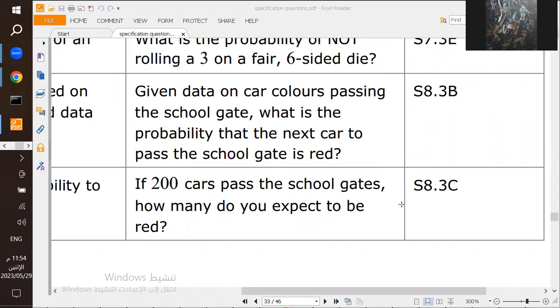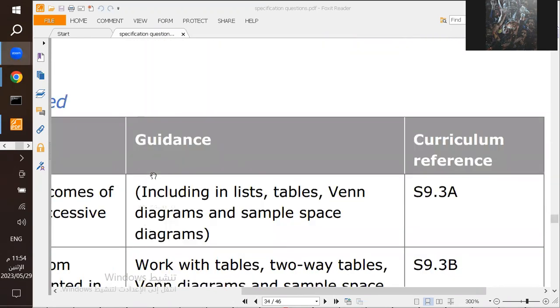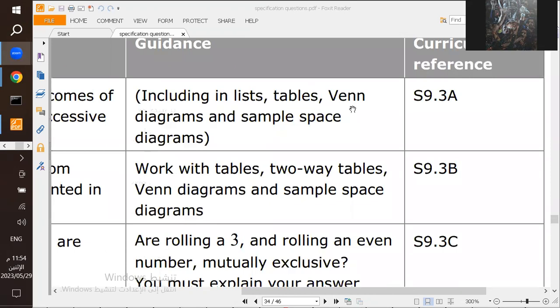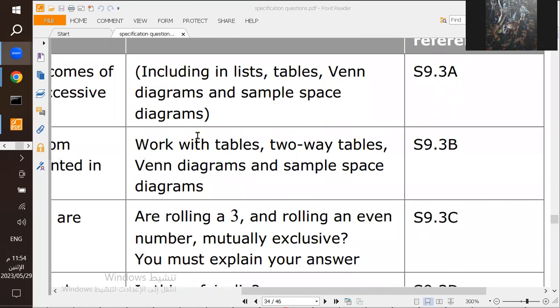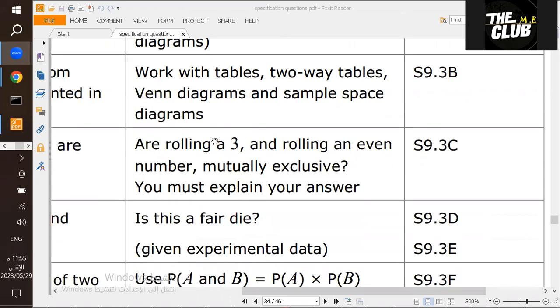If 200 cars pass the school gates, how many do you expect to be red? Same idea. After finding the probability of red, you multiply it by the 200 cars. That's the idea of this question. So focus on these, including lists, tables, Venn diagrams, and sample space diagrams. All of these are easy in probability, and I think most of you have no problems. If you have any problems, read the questions in the IGs. You'll see the ideas of them, and how to use Venn diagrams, sample space diagrams, and stuff like this.